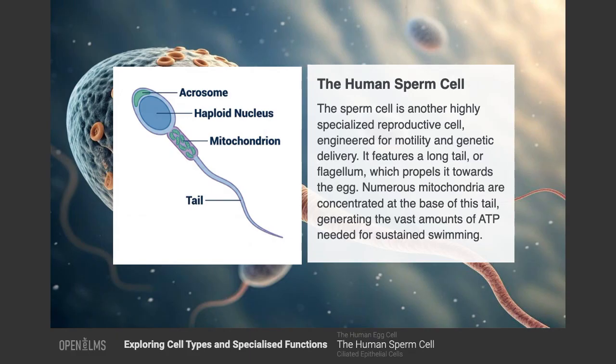The human sperm cell. The sperm cell is another highly specialized reproductive cell, engineered for motility and genetic delivery. It features a long tail, or flagellum, which propels it towards the egg. Numerous mitochondria are concentrated at the base of this tail, generating the vast amounts of ATP needed for sustained swimming.